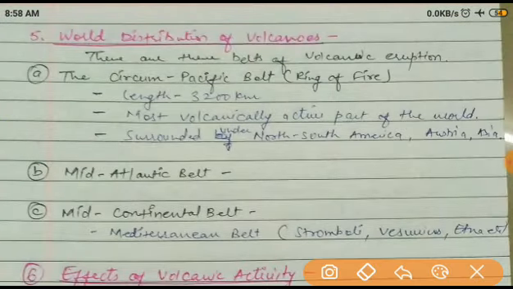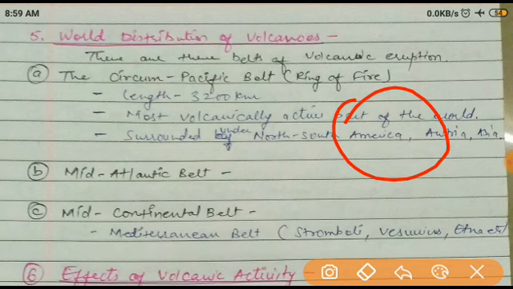Now talking about the world distribution of volcanoes. Where are these volcanoes located? In the whole world, the volcanoes are located basically in three categories or three belts. Belts means where the maximum volcanoes are. Just like we wear a belt, same like that, where these volcanoes are concentrated, this is called the belt. So basically in the whole world the volcanoes are categorized into three belts.